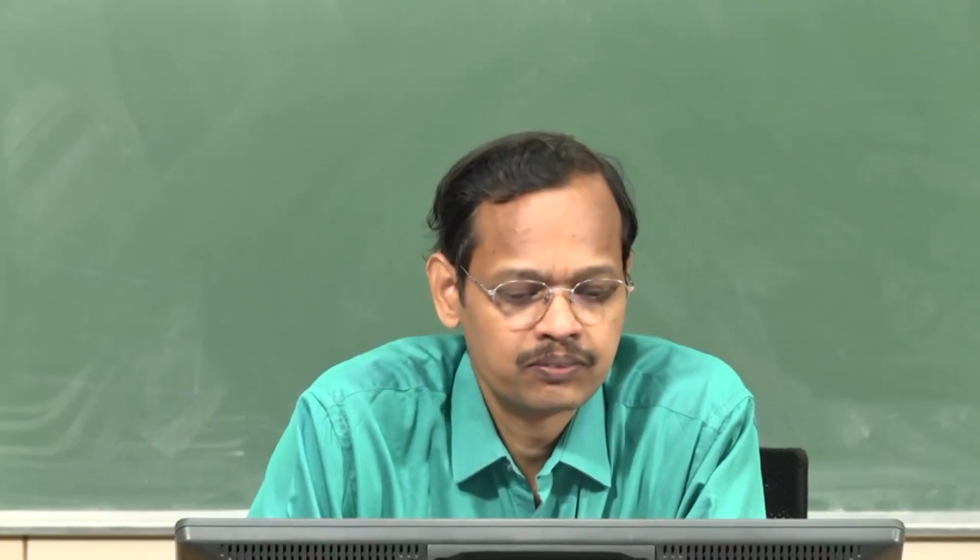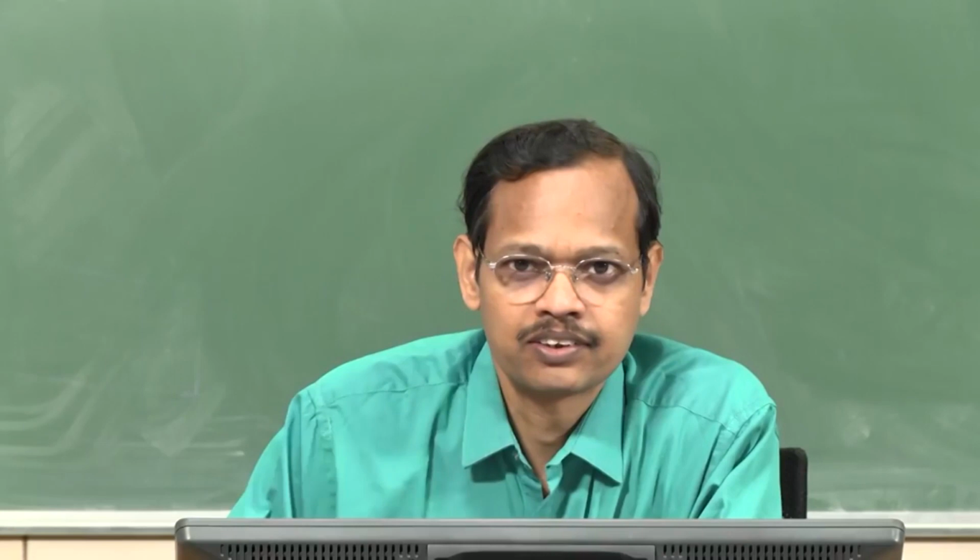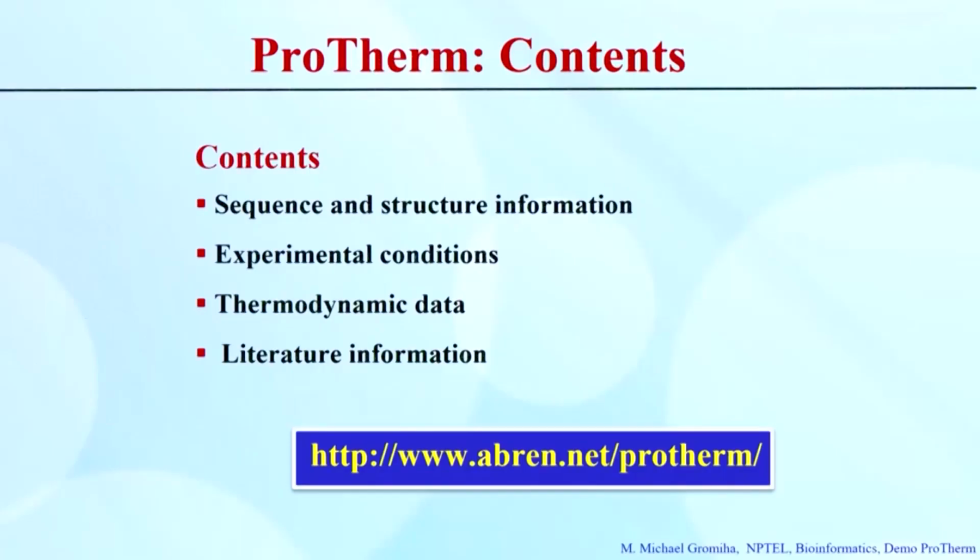Demonstration on ProTherm, the thermodynamic database for proteins and mutants. As we discussed earlier, ProTherm contains information on sequence and structure, experimental conditions, thermodynamic data, as well as literature information for different proteins and their mutants. The major aspect of ProTherm is the thermodynamic data, supplemented with all the other information. You can access ProTherm at this website, and I will explain the utilities and how to retrieve data from ProTherm.